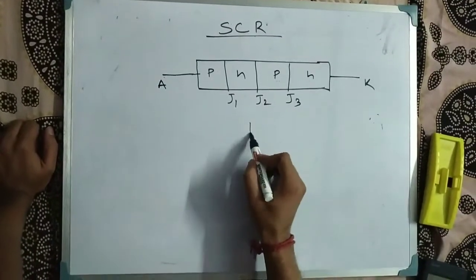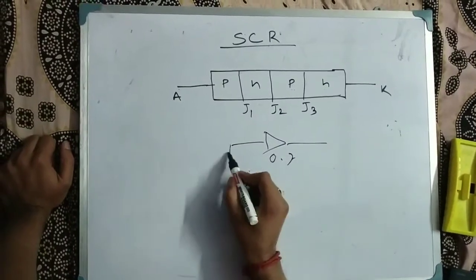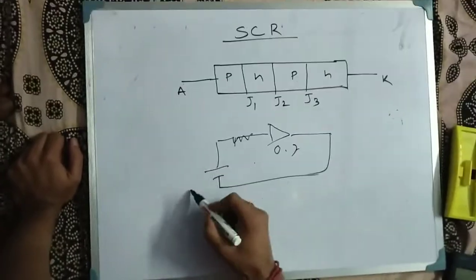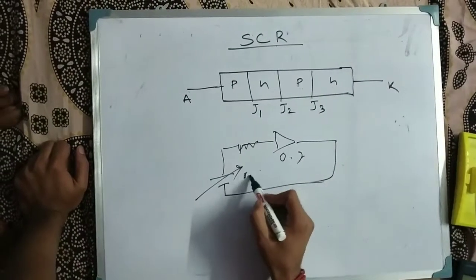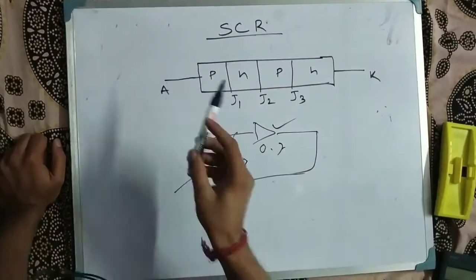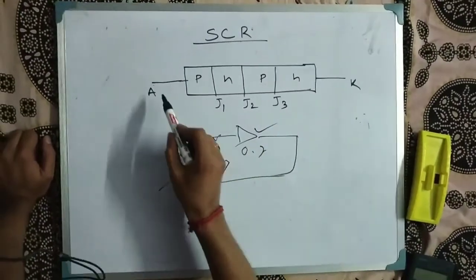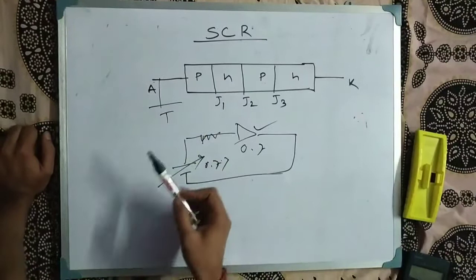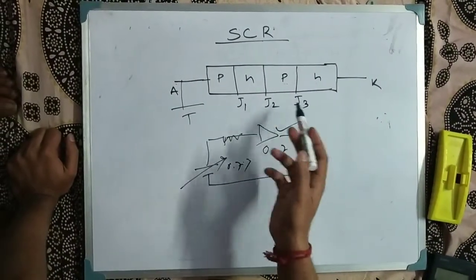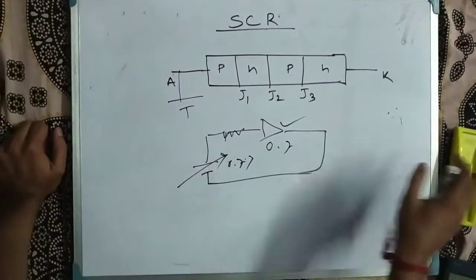Also, for a silicon diode, if a resistance is connected and a forward voltage is applied, if this voltage value is greater than 0.7, then the diode will turn on. But for SCR, we cannot turn it on just by giving a sufficient amount of anode voltage. Yes, we can turn it on, but what is the speciality of this semiconductor, we will study now.